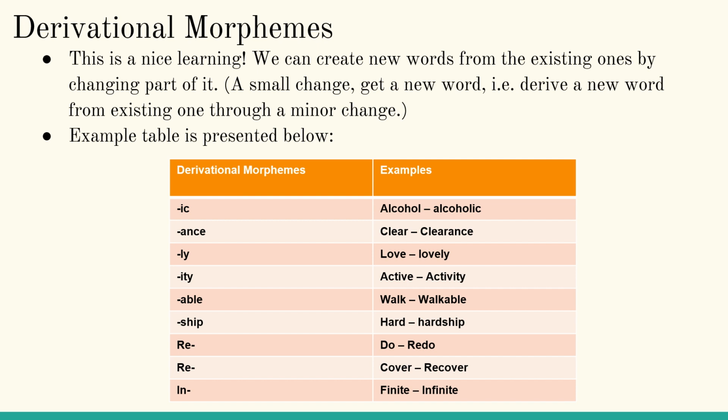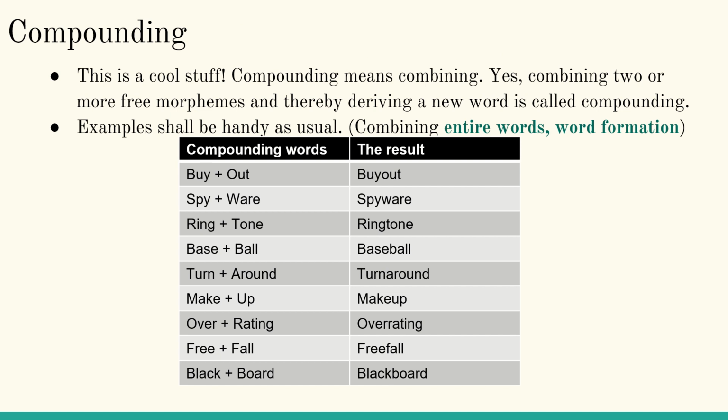And if you see, alcohol and alcoholic are not the same. Clear and clearance are not the same. Love and lovely are different. Active and activity are entirely different. Walk, walkable, different. Hard, hardship, different. Do, redo, different. Cover, recover, different. If you derive something out of something by adding small affixes, a suffix or prefix to it, that becomes derivational morphemes. The entire meaning is different. So I made a new word out of something which is already available, and that's called a derivational morpheme.